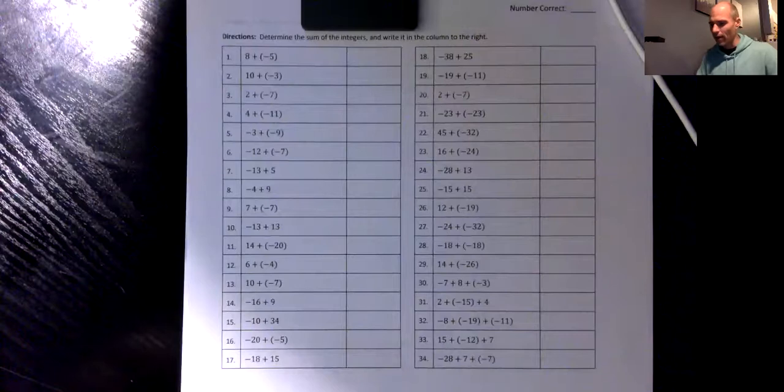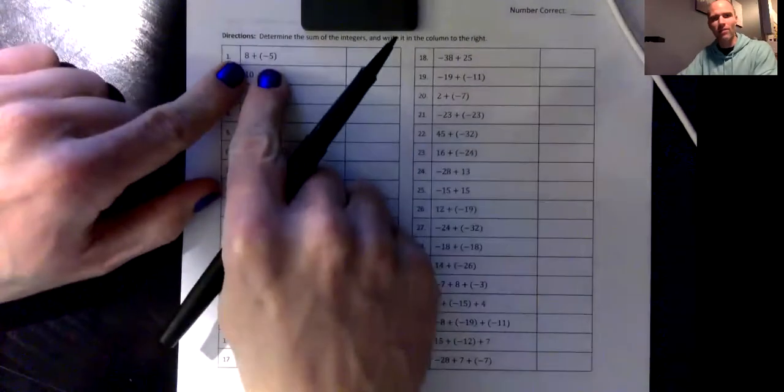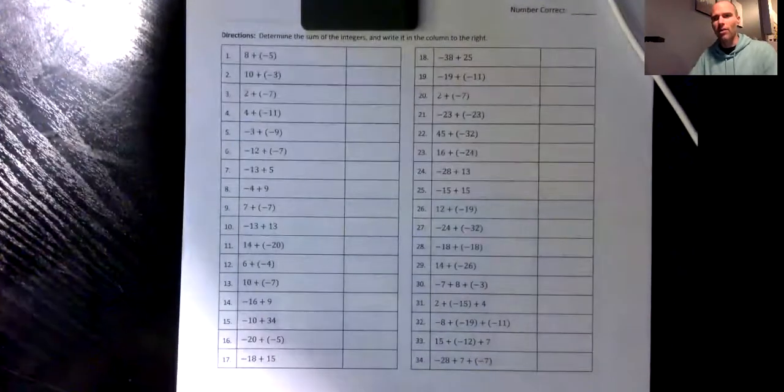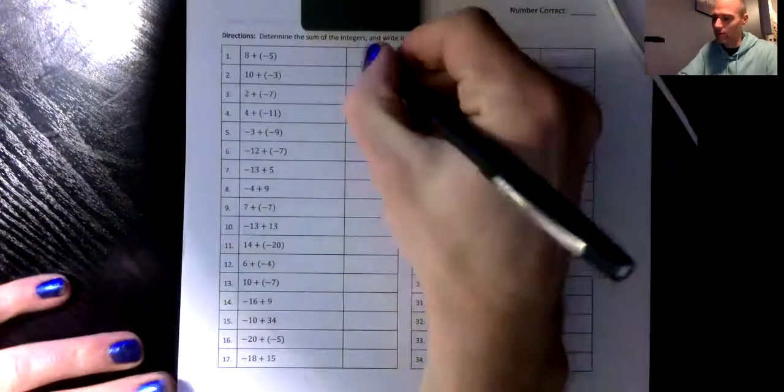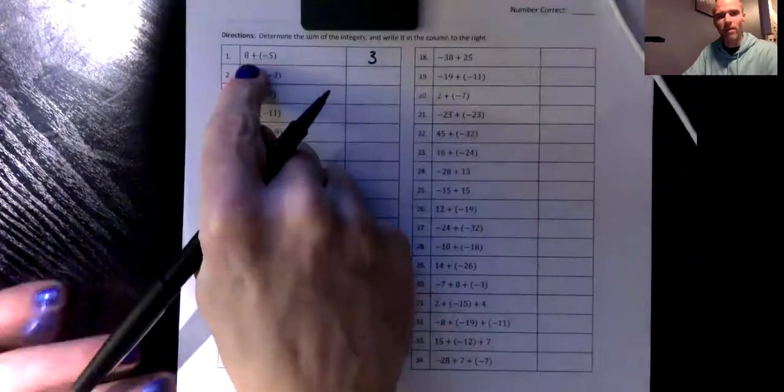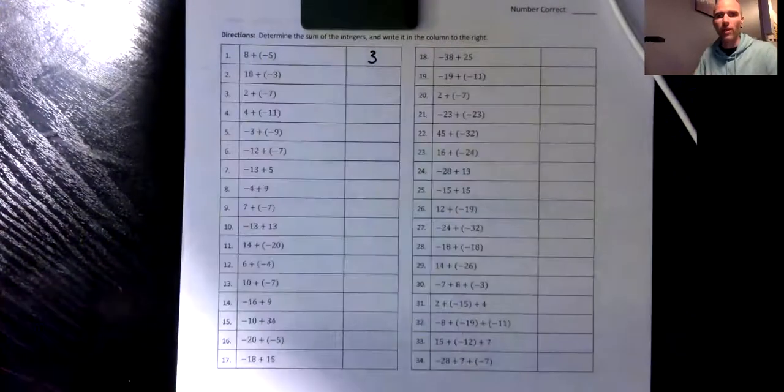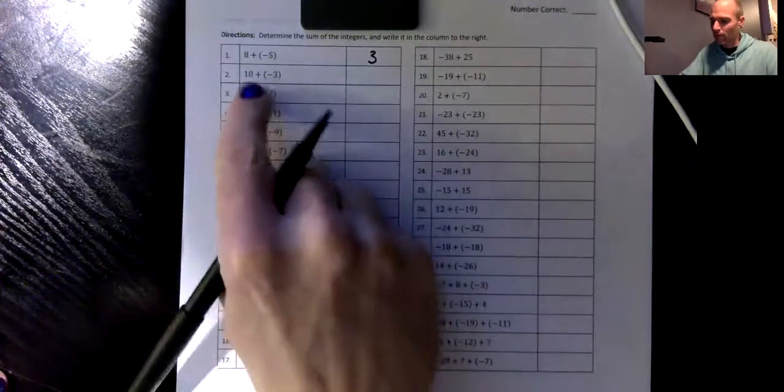So the first question, I've got a positive and a negative. When we add those, the trick is to subtract bigger minus smaller. So 8 minus 5 is 3. And then since the positive number was larger, we'll leave our answer as positive. Same thing with the second one, 10 minus 3 is 7.